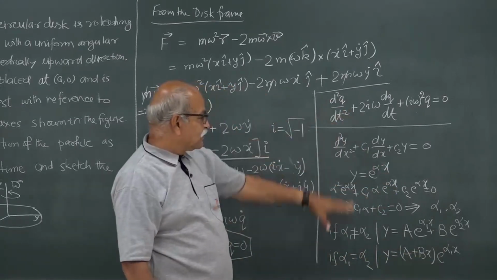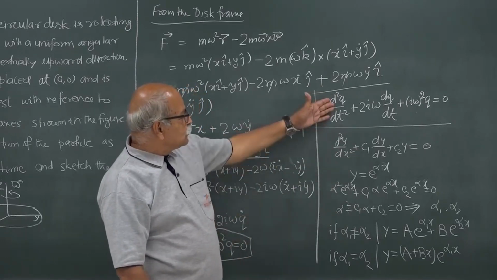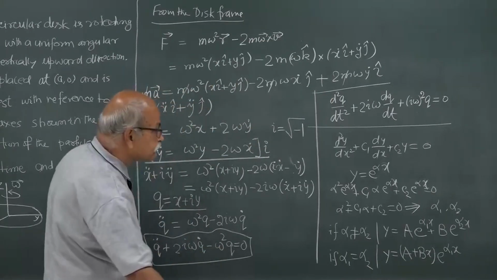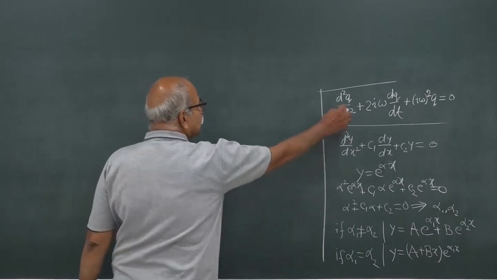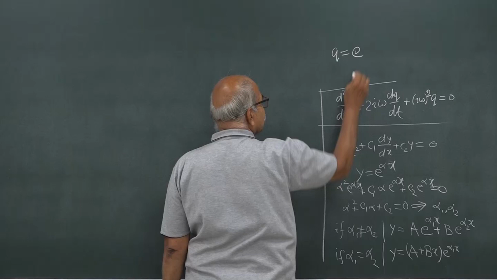So, this is the rule, remember this is the rule, and according to this rule I have to solve this equation. So, let me make some space here to work. So, let us do this. What we will do, we will be putting q equal to e to the power alpha t here.